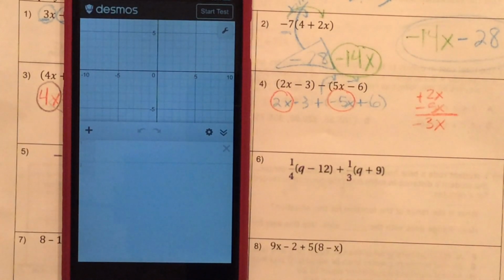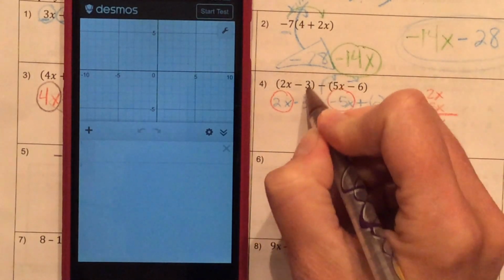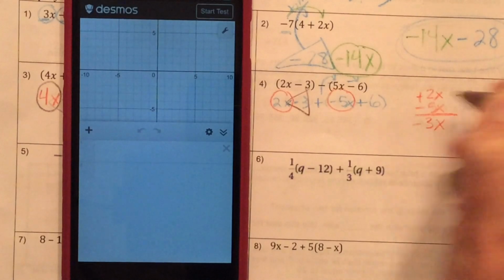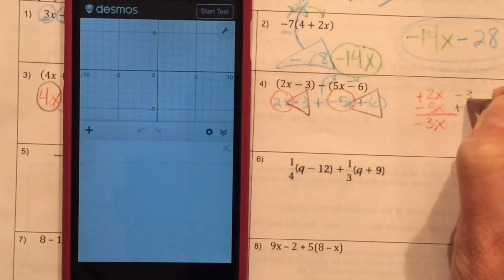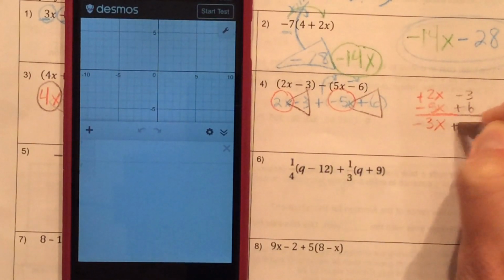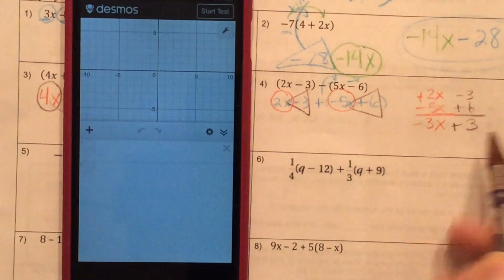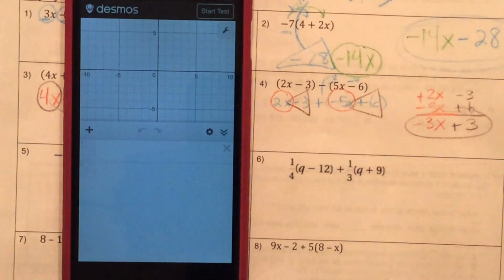Then you have your constants. We have a minus 3, which looks like a negative 3, and we have a plus 6. And when you put those together, you get a positive 3. It's important that you add that plus sign in between. Final answer for number 4.